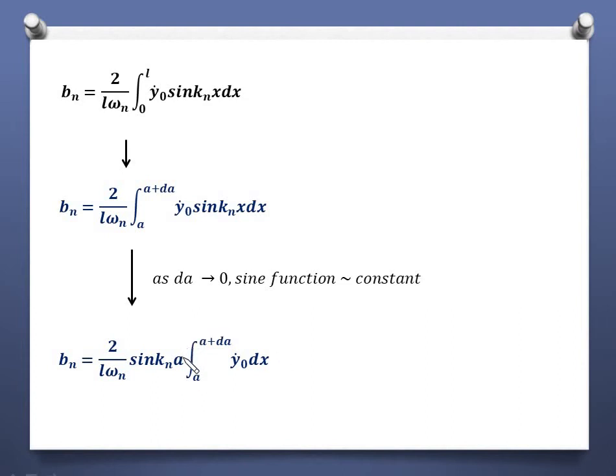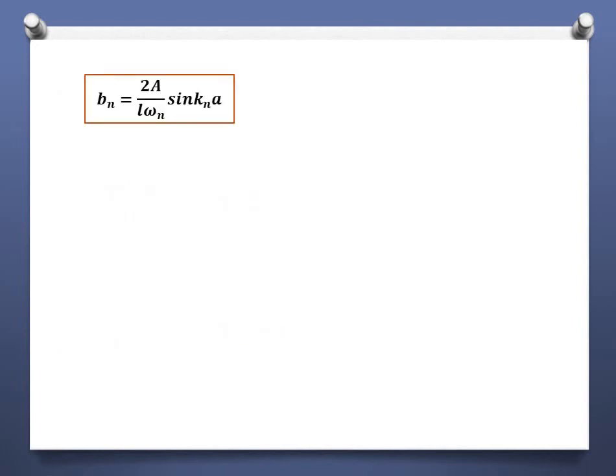Now we cannot go further. Why? We don't know y dot. Y dot is not known to us. So what we can do, we assume that this integral equals a. Okay, this integral is equal to a. So we can write bn.